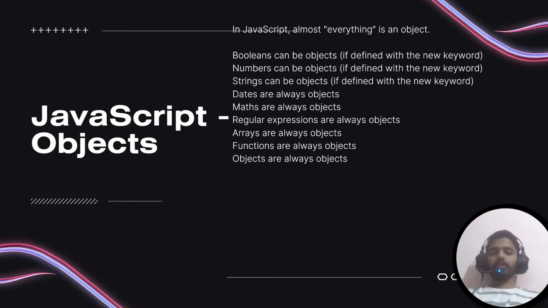We have worked with booleans, numbers and strings, right? You can also create objects of booleans, numbers and strings. How do we do that? There are wrapper object classes. We use those wrapper classes to make our primitive data types into object types.